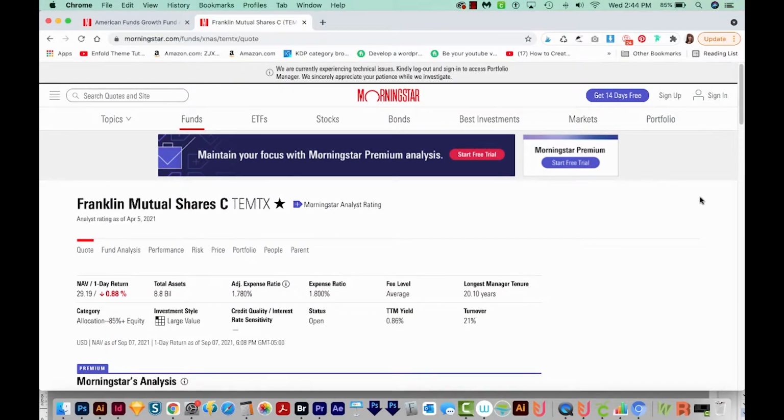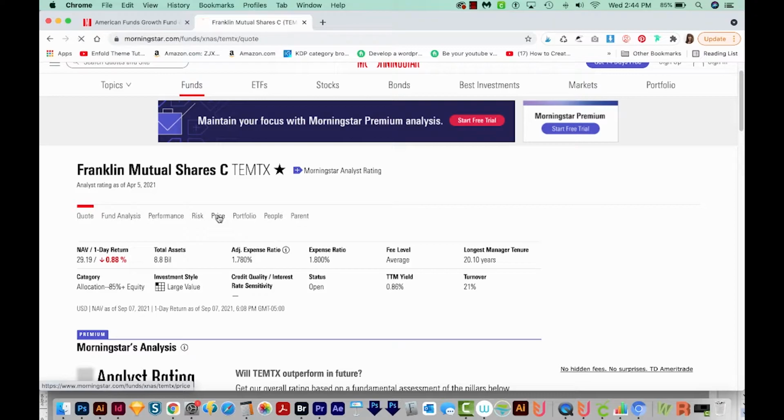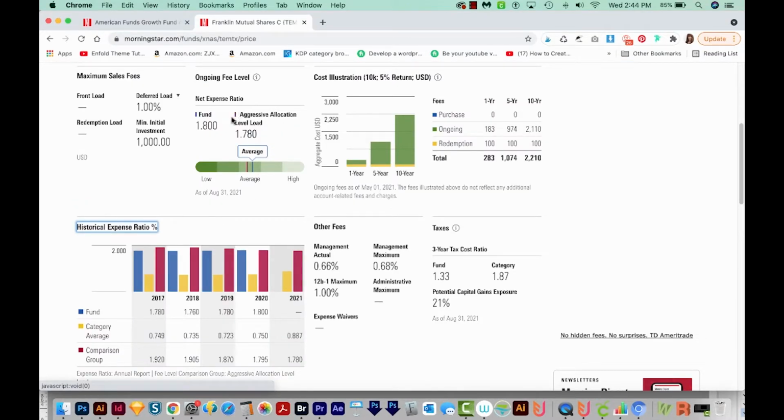Here's an example of a level load mutual fund. And we know this is a level load fund because it has the letter C in the title here. And then if we click on price right down here, we can see this aggressive allocation level load is 1.78%.